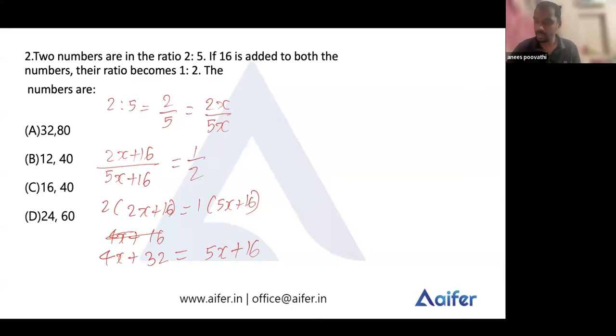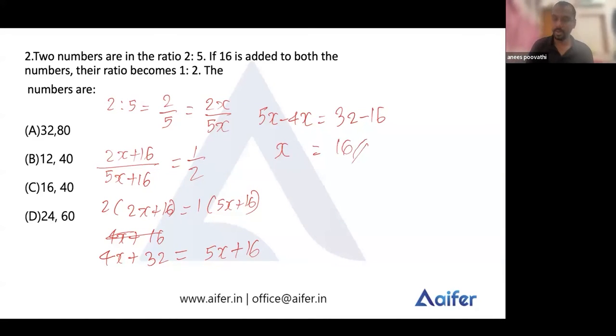So from which we want to take x to the same side. So we'll be having 5x minus 4x is equal to 32 minus 16, which gives us x is equal to 16. So here, similar to the last question, we have the value of x as 16. So the initial numbers are 2x and 5x.